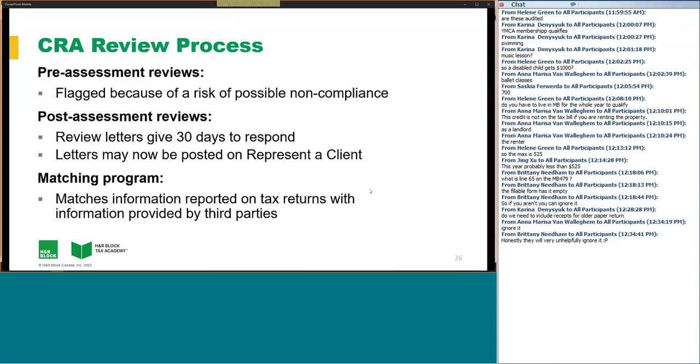Okay. So post-assessment reviews, you're given time. You file the return, they'll issue the notice of assessment, they'll issue the refund, but they're going to ask for more information. They'll give you 30 days to reply. Pre-assessment reviews, they're going to hold on to that return and wait. Okay, and they won't give it to you at all.